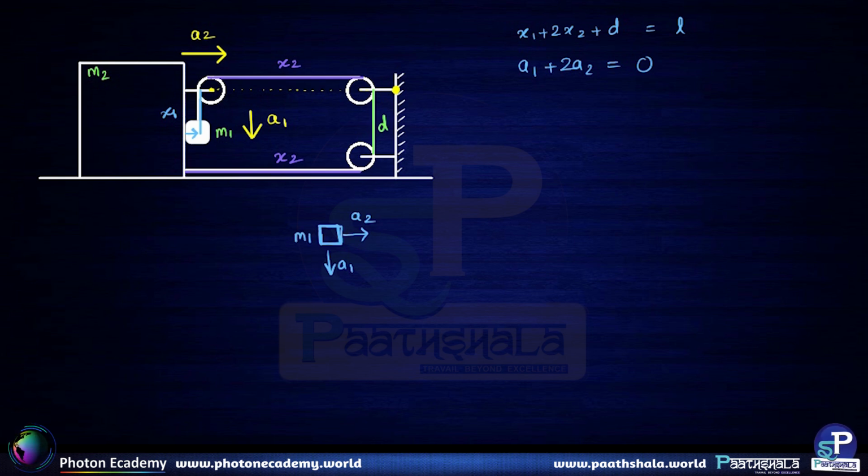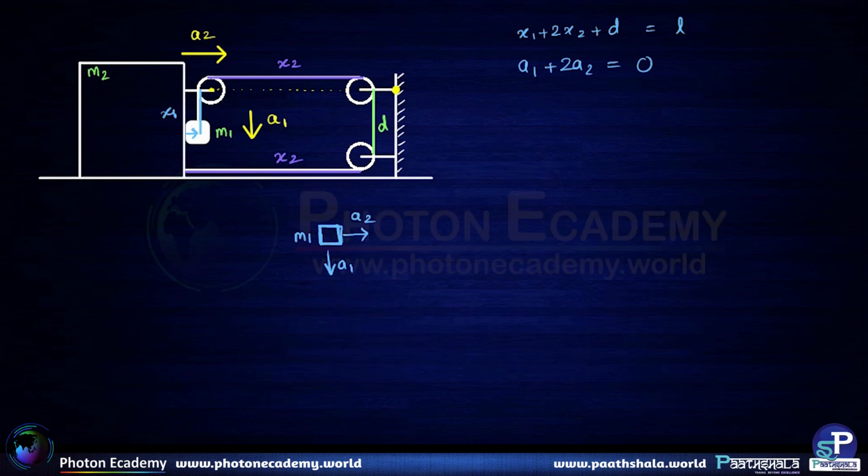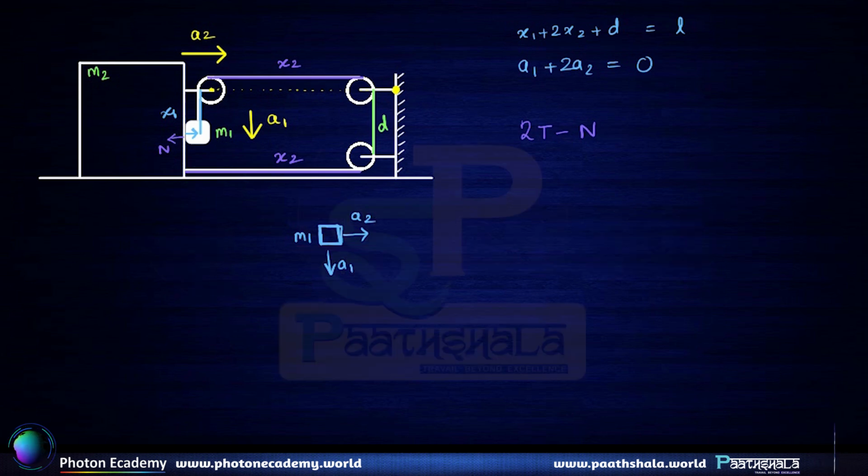Now let us write down the Newtonian equations. For the mass m2 we can write down 2T minus the normal reaction that the m1 throws back on m2. So this is the normal reaction N force. This is going to cause the rightward acceleration of the mass m2. So this is going to be equal to m2a2.